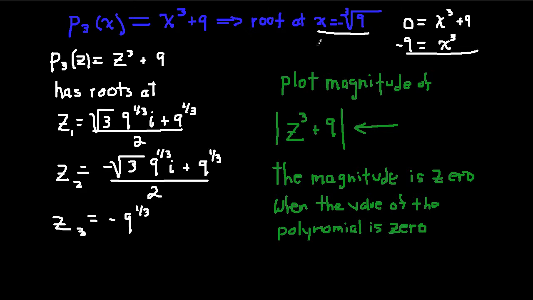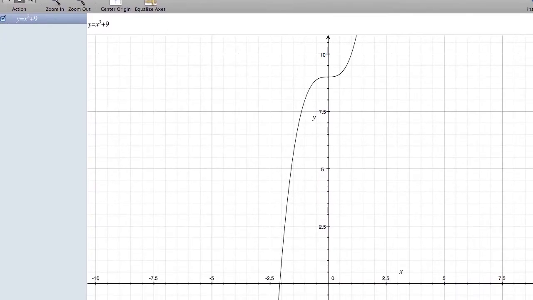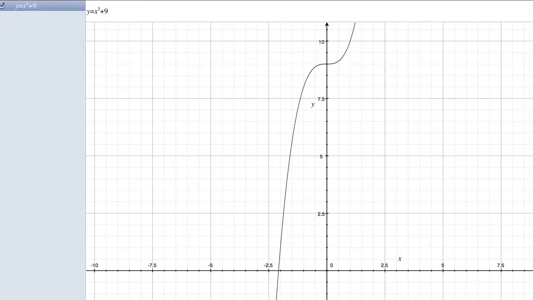Okay, now let's look at the plot of that function from my graphing calculator. Here's a plot of that function. You see it has that classic sort of S shape. It goes flat here, comes back down. It crosses 0 at the point negative cube root of 9 right here. So it has one real root.